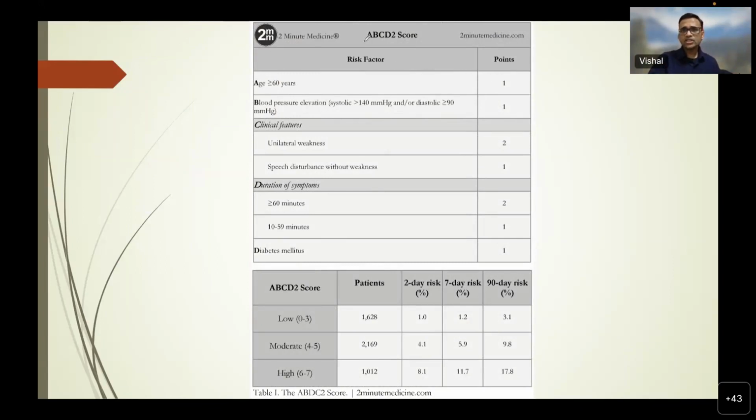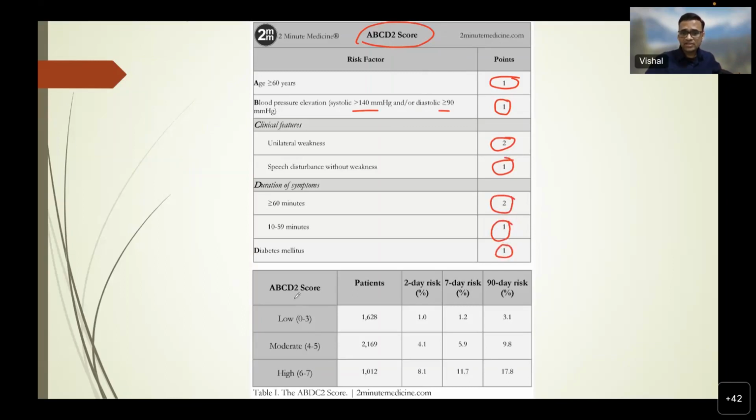So this ABCD2 score stands for: A stands for age, more than 60 gives 1 point. If the blood pressure is more than 140 systolic and 90 diastolic, that is one more point. Unilateral weakness fetches 2 points. Speech disturbance is one. If the symptoms last for more than 60 minutes, it is 2 points, and 10 to 59 minutes, it is 1 point. Presence of diabetes is 1 point.